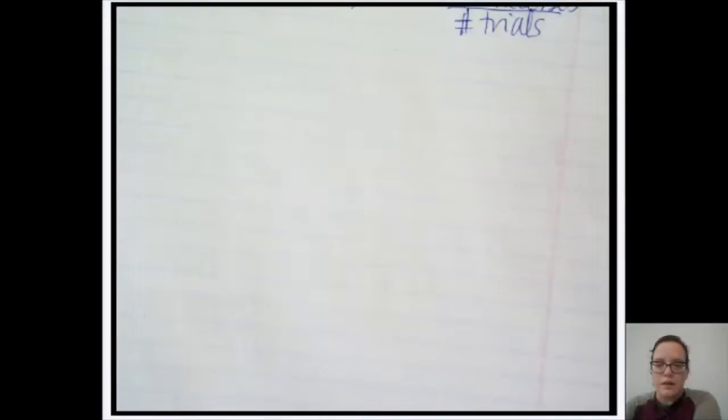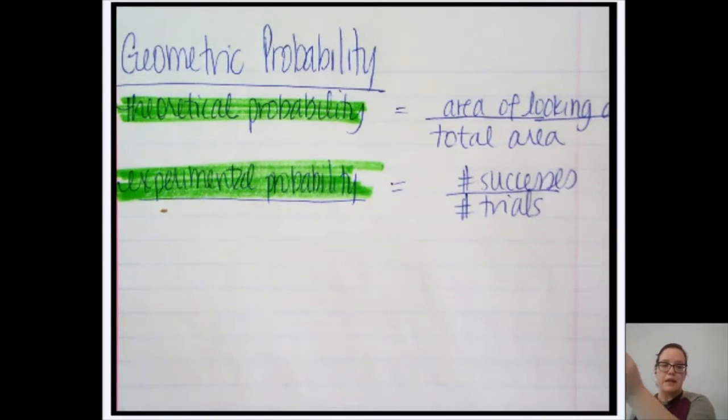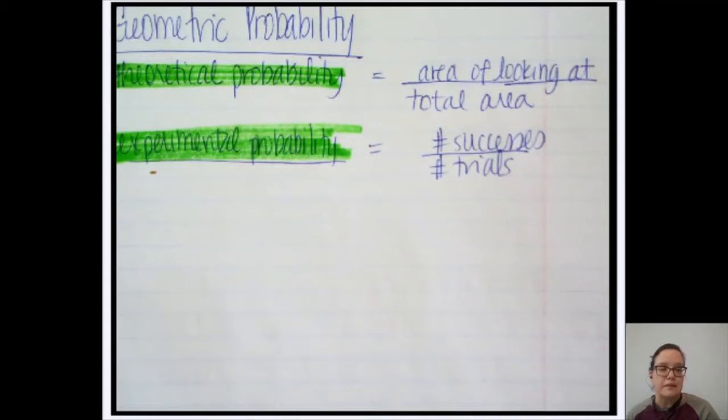Okay, so just a quick reminder about probability. We have theoretical probability, which is what should happen, and in geometric probability it's the area of what we're looking at, the specific shape, over the total area of your game board or your picture. Okay, and then experimental is what actually happens. So if you're throwing darts at it, it's how many times you get the success over the number of trials. Okay, so we will be looking at that in the next few days.